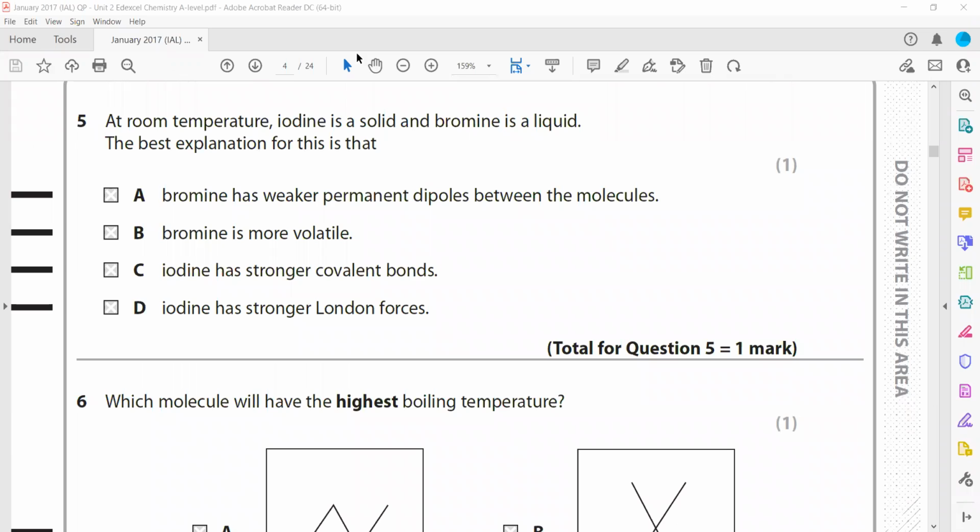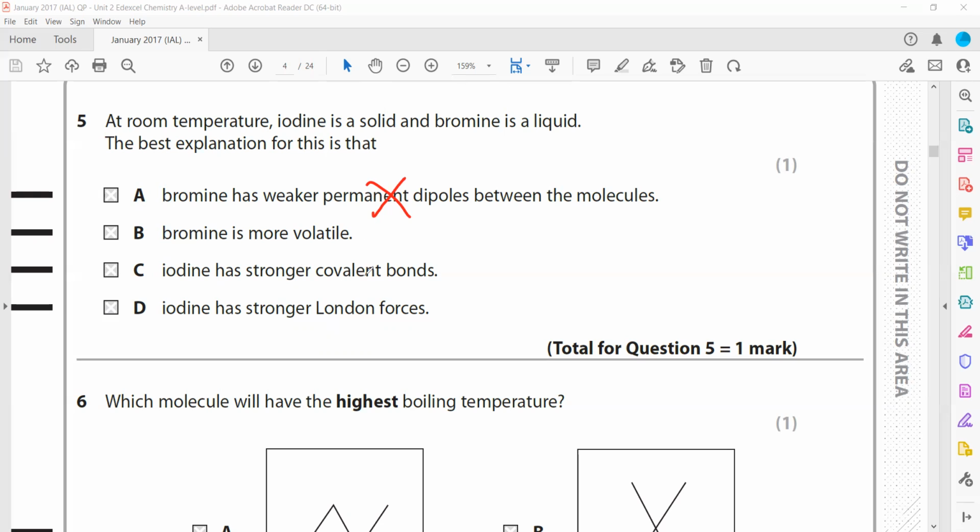At room temperature, iodine is solid and bromine is liquid. What is the best explanation for this? It is about the intermolecular forces. Both iodine and bromine are diatomic molecules, and they have induced dipole forces. They don't have permanent dipoles. Bromine is more volatile, but that does not explain the idea. We want to explain why bromine is a liquid.